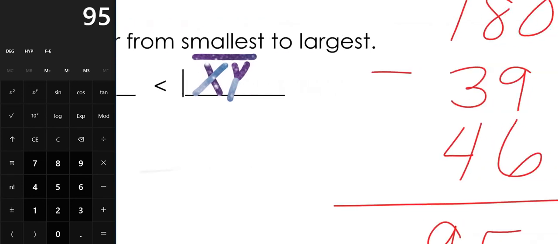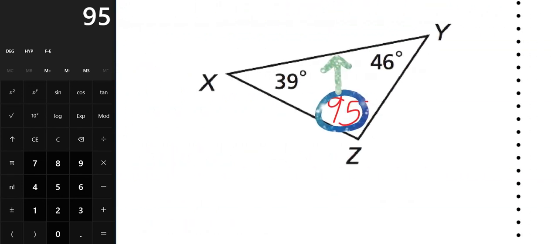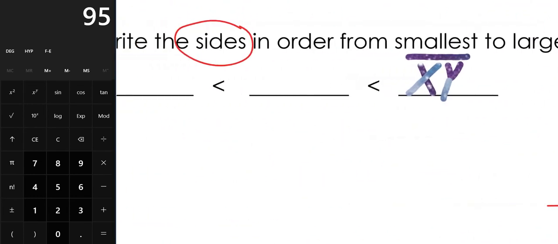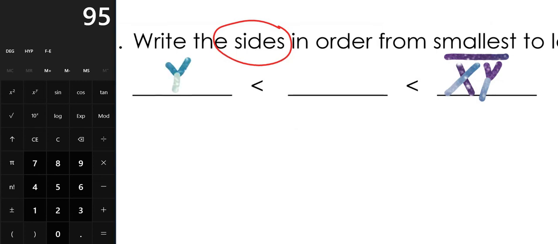Okay, so let's go back. Let's see what our next side is going to be. So let's take a look at what our shortest side is going to be. Our shortest side should be across from our smallest angle. So looking at our three choices, 39 degrees is my smallest angle. So across from it is going to be my shortest side, YZ. So YZ is going to be the shortest side. Let's put that into our range. Put YZ for our shortest side. And now the last side length is going to be across from the 46, so it's going to be XZ.